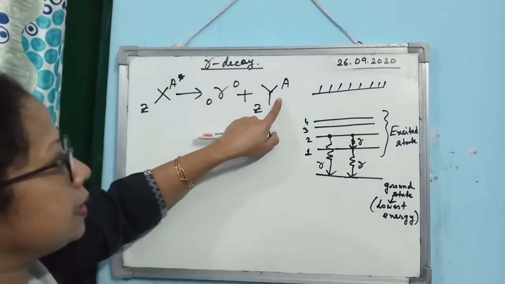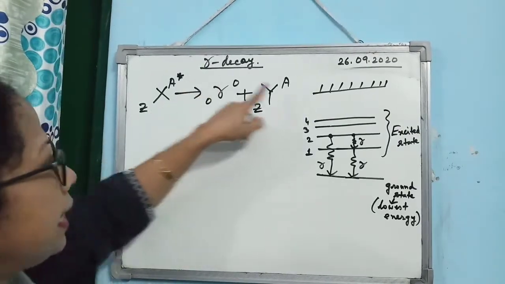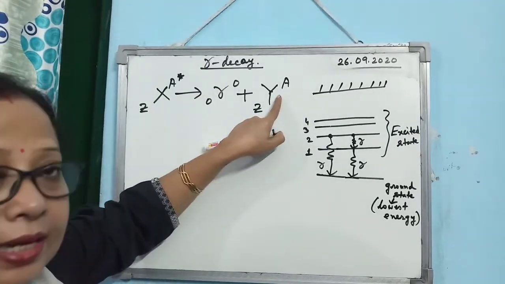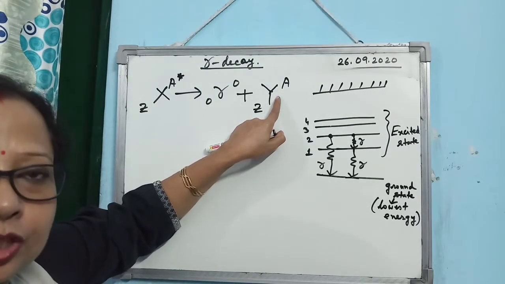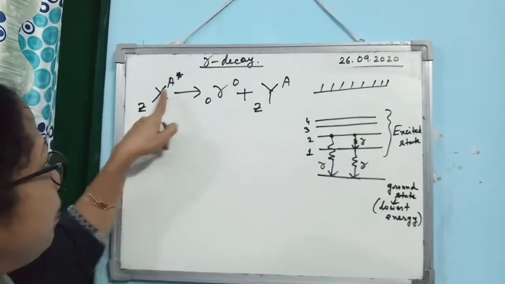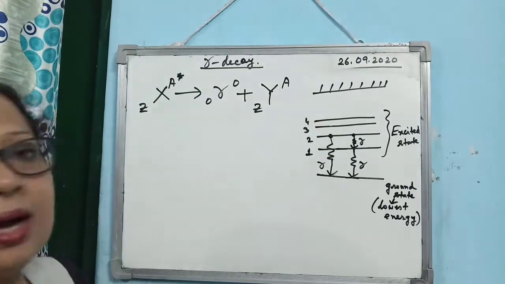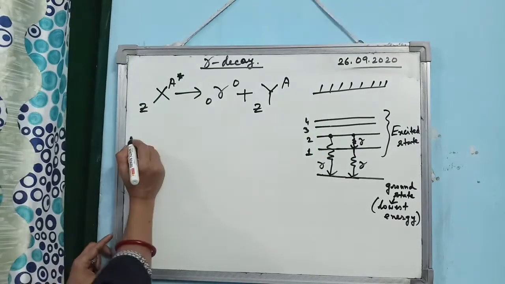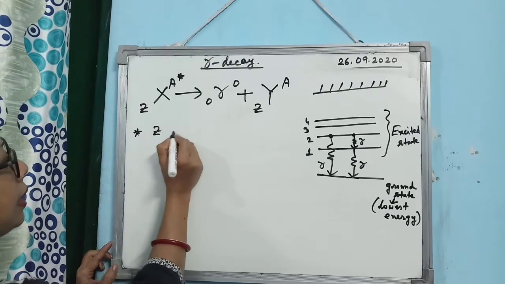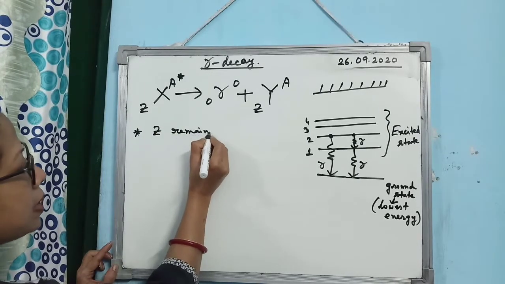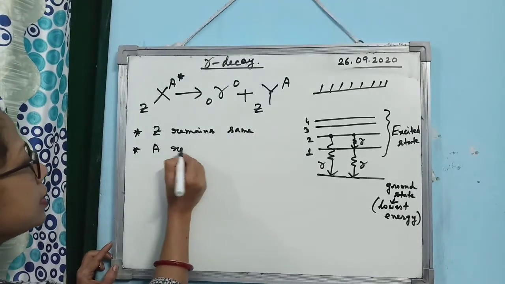The daughter nucleus and parent nucleus have identical Z and A. But what is the difference? The daughter nucleus has the minimum energy level; it is in the ground state. But the parent nucleus has more, extra energy, and it is in the excited state. So this is how to represent gamma decay. Remember that Z remains the same, meaning there is no change, and A also remains the same.